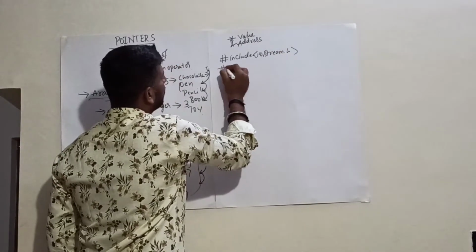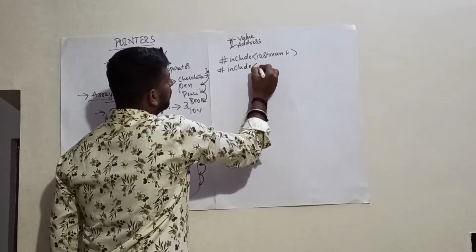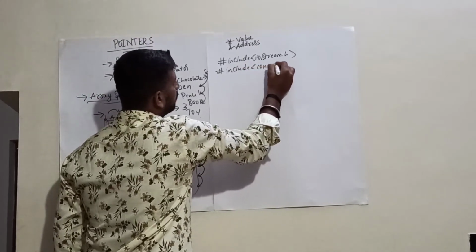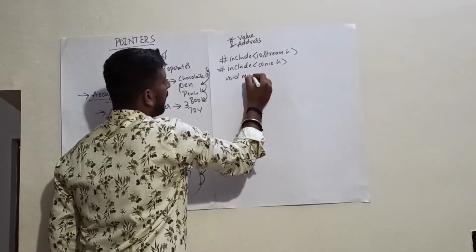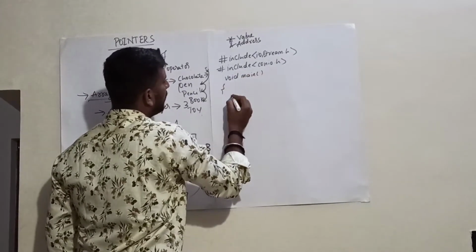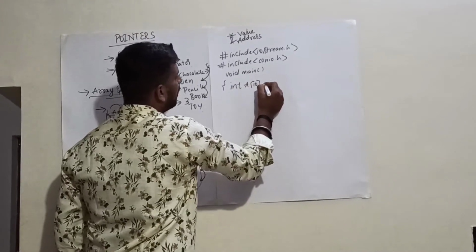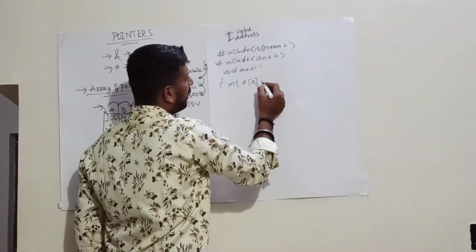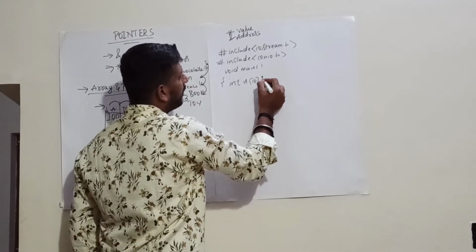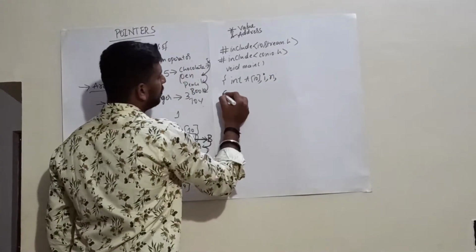So, you will need to make use of two header files. Okay, inside the void main, what I am doing is I am declaring an array int a of 10, and for an array you require a for loop. For that I will be making use of another variable i and one more variable called n.